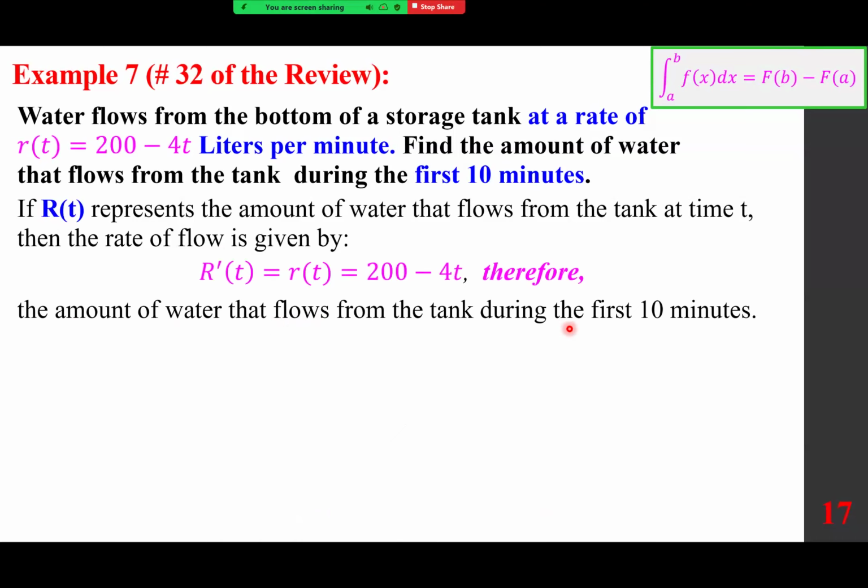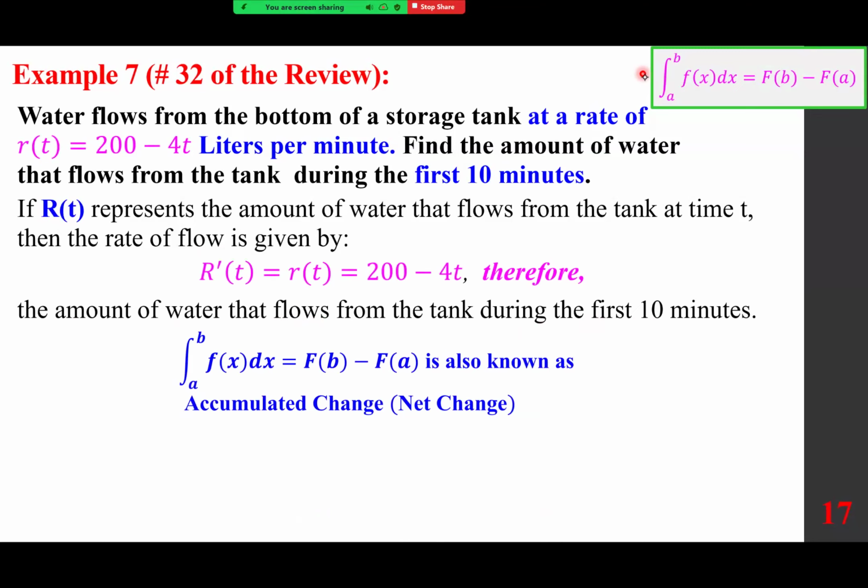that flows from the tank during the first 10 minutes follows the theorem which is also called the accumulated change or the net change theorem: the integral from a to b of lowercase f of x dx, where capital F is the antiderivative of that, F of b minus F of a, is also known as accumulated change or net change. Therefore, the integral of this for the first 10 minutes would be from a to b, namely 0 to 10.